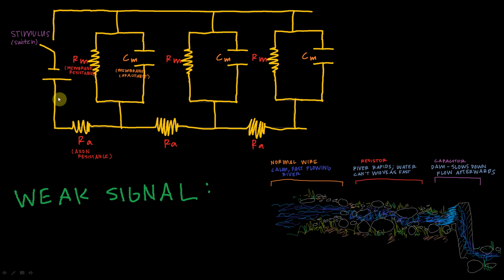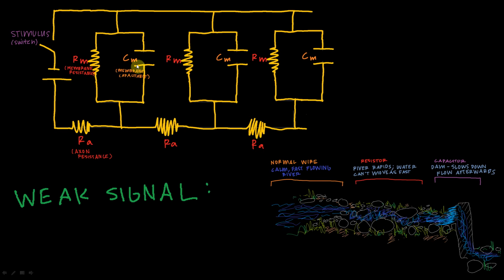As this current starts flowing from the battery and hits this resistor, it's kind of like water flowing through a river hitting river rapids. The rapids provide resistance to the water, and it means that the water can't move as fast, or the current can't move as fast through this resistance. And then the current keeps going down this circuit until we reach the capacitor. The capacitor is kind of like a dam. Now, capacitors are pretty complicated, so this is a really basic understanding, but essentially it causes the buildup of charge, the buildup of water, and it slows down the flow of water, slows down the current afterwards.